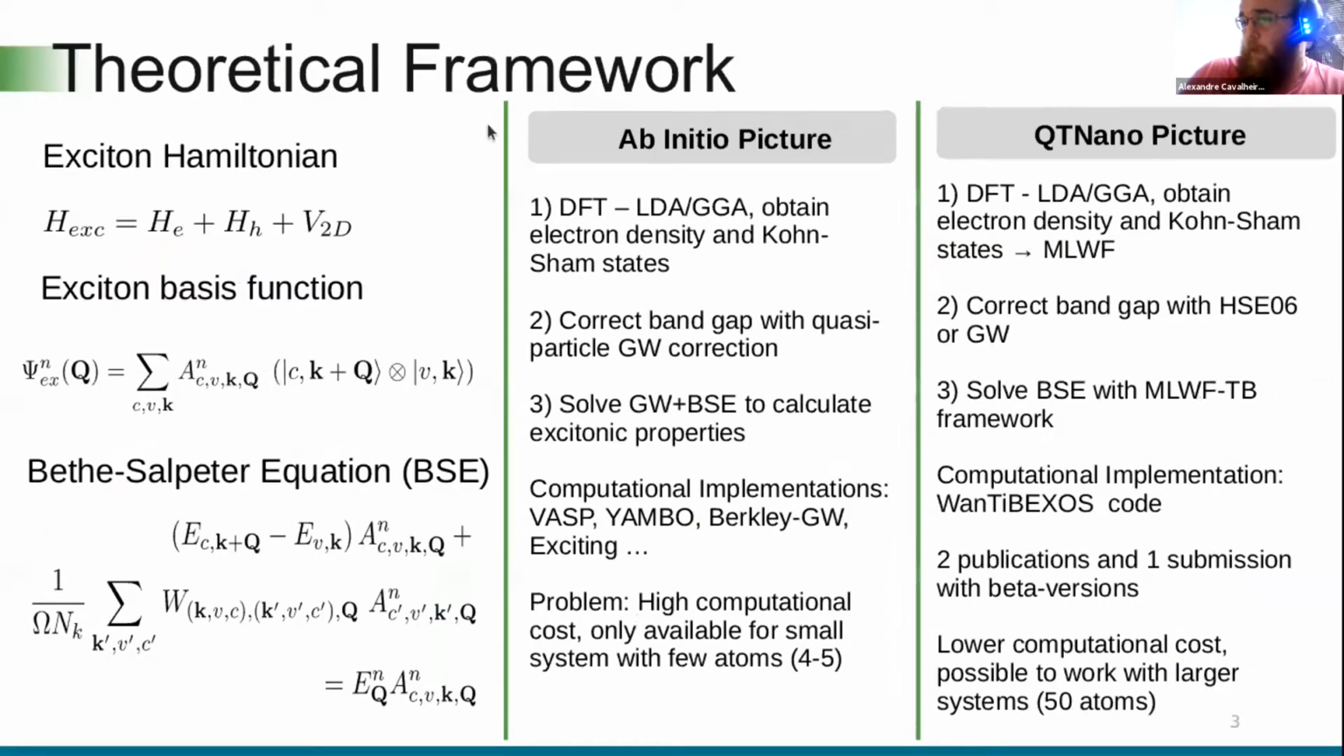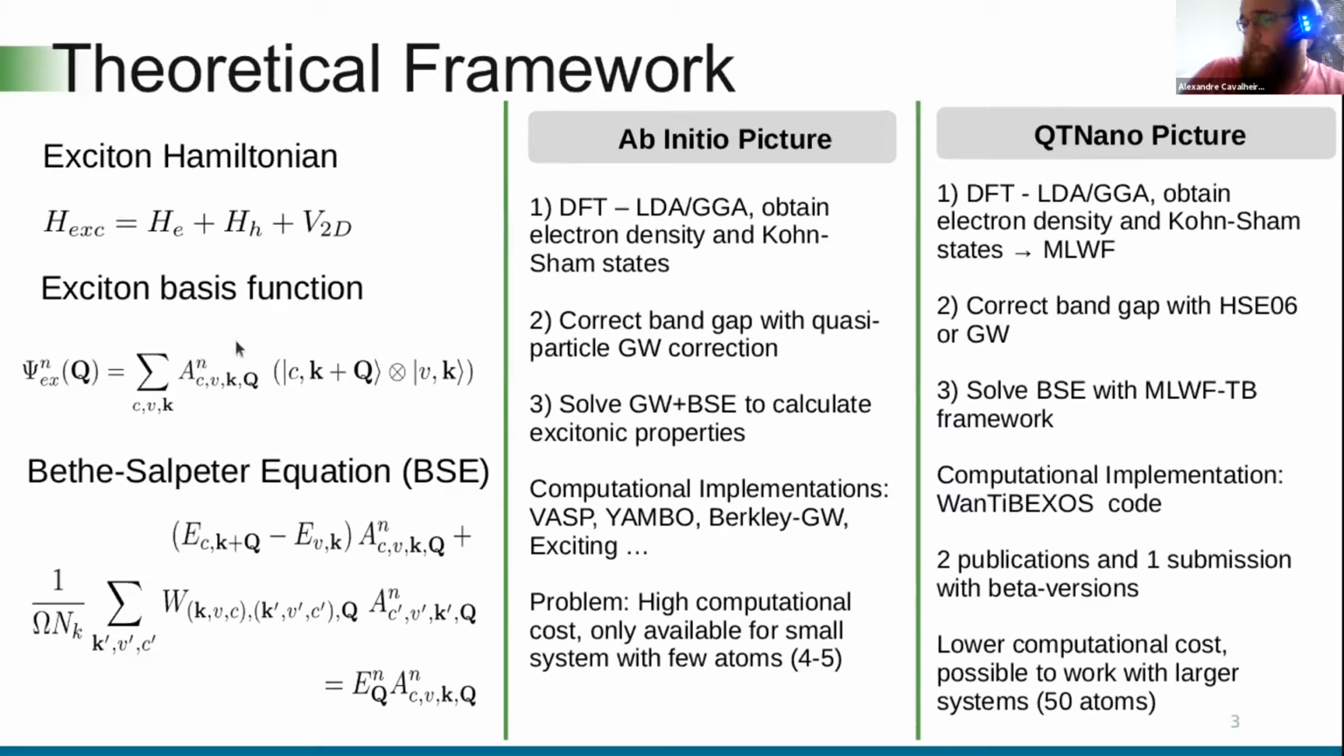Okay, our theoretical framework: we start from the exciton Hamiltonian, which is basically the electron Hamiltonian combined with the hole Hamiltonian with a 2D potential. It's a Coulomb potential that binds electrons and holes. Our excitonic basis function is a linear combination of all possible electron-hole pairs, where Q, the exciton momentum, is the difference between the Brillouin zone localization of those electron and hole states.